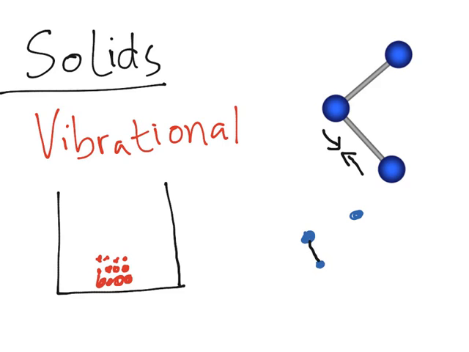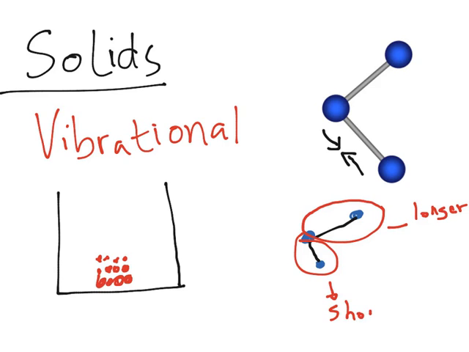Let me draw an example. This bond right here clearly stretched or vibrated. This one too, but this one became longer and this one became shorter. And there are different names for that, but that makes it too specific. All you have to know, in a solid, it vibrates. It doesn't rotate or translate. Now let's talk about liquids.